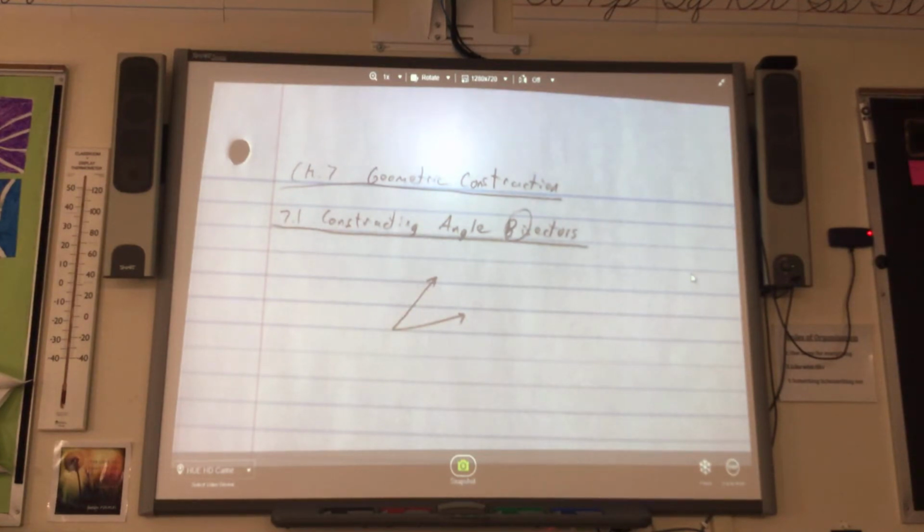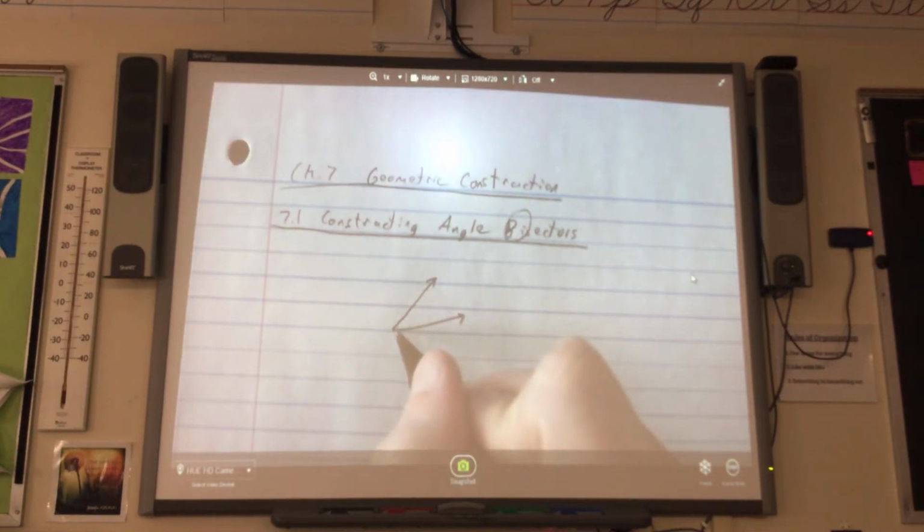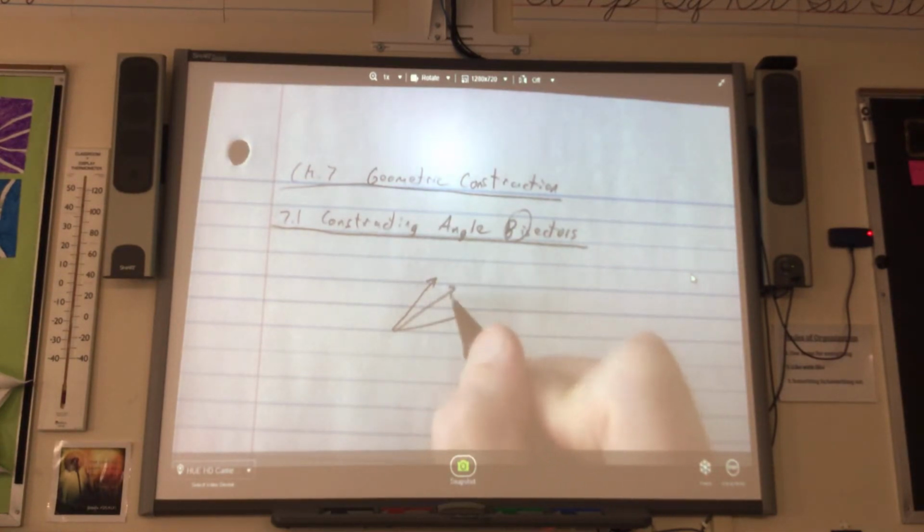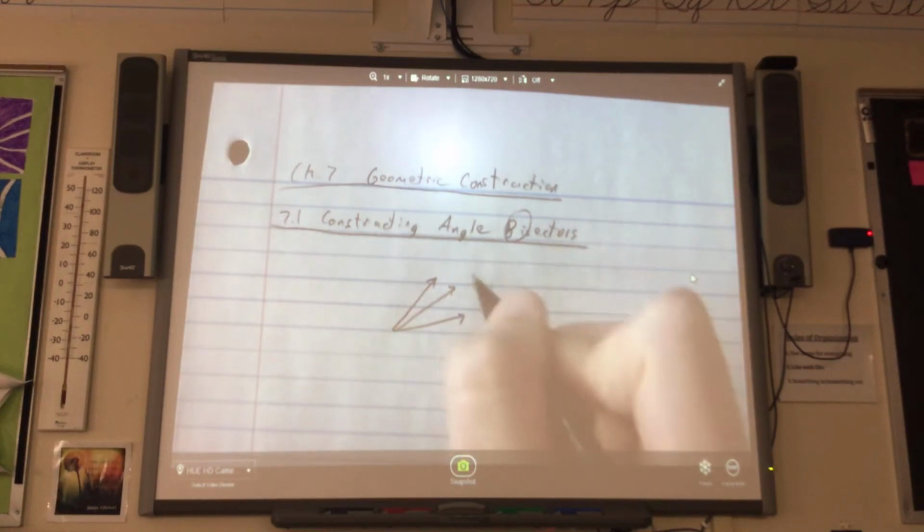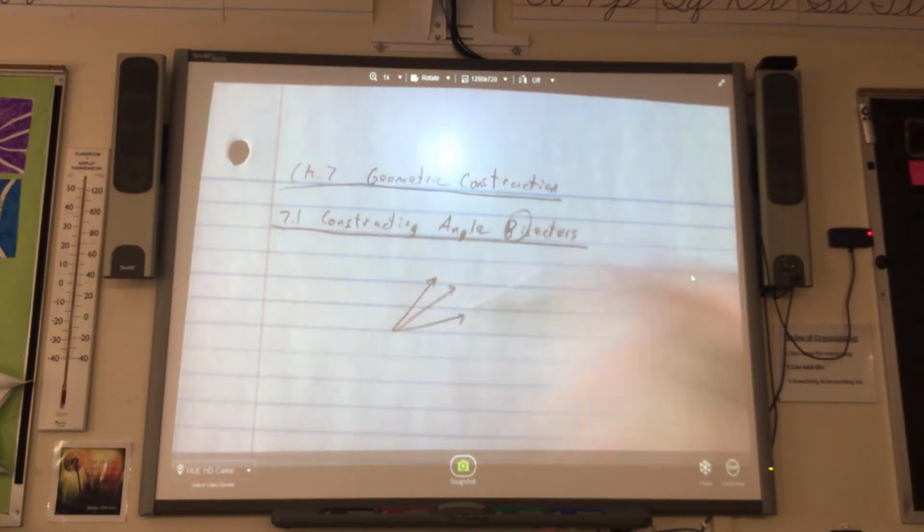Think bicycle. If you have a unicycle, it has one wheel. If you have a bicycle, it has two wheels. So bi just means two. So if you have something that is bisecting an angle, what do you think that means? It's cutting it in half, or into two equal parts.